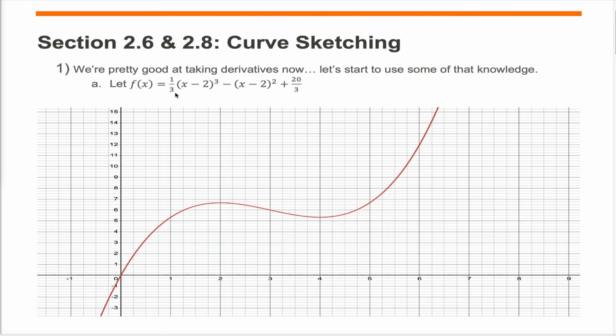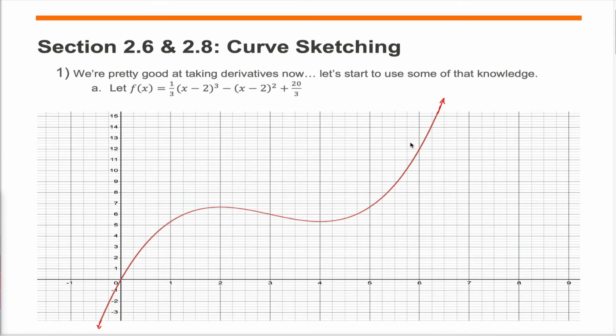We've got this function f of x equals 1/3 times (x minus 2) cubed minus (x minus 2) squared plus 20 over 3. I sketched a graph of this function. It's shown down here. I'll go ahead and tack on the arrows to really indicate that it continues forever in both directions. You can even label this thing f of x. And what I want to do is pretend you hadn't taken any calculus at all. Pretend I gave you this graph right here, and I asked you the question, what are some important points on this graph that really describe the shape of this graph?